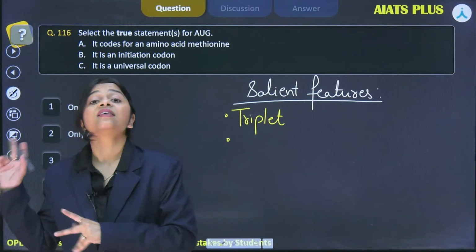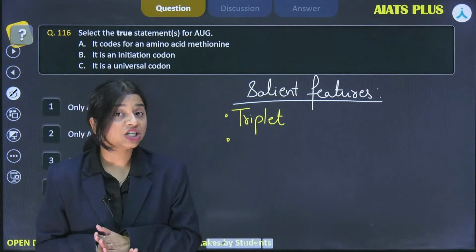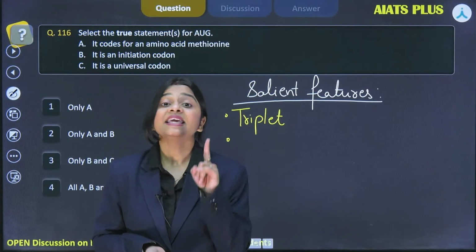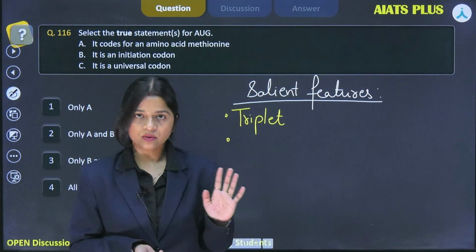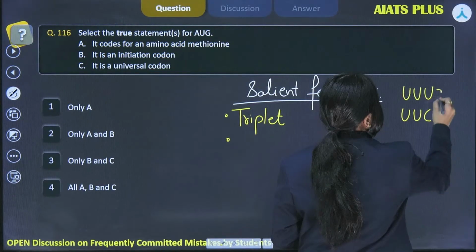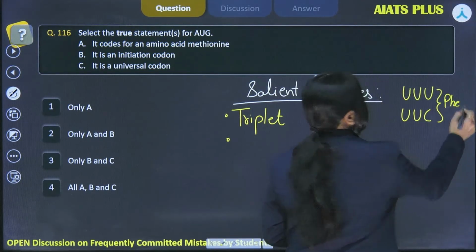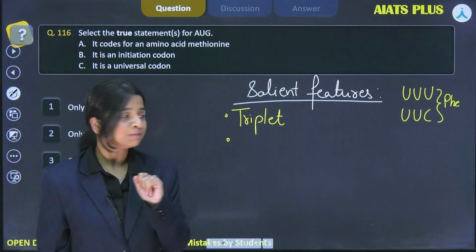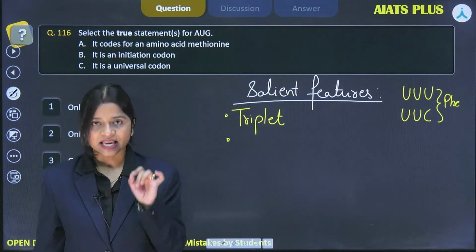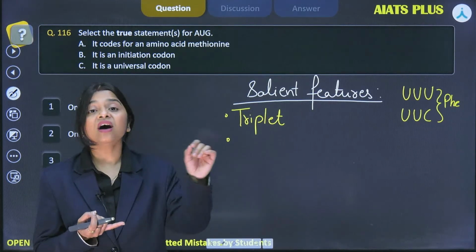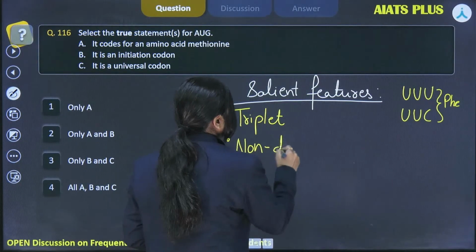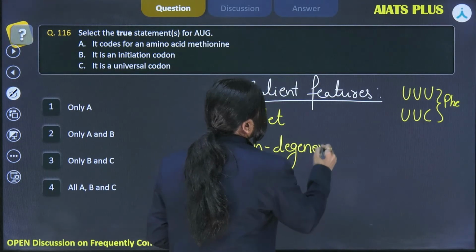Generally, the genetic code is degenerate. What do we understand by the degeneracy of the genetic code? Degeneracy means one particular amino acid can be coded by more than one codon. If we take the example of UUU or UUC, both of them are coding for phenylalanine. That means one amino acid, multiple codons. This is the degeneracy. But this particular codon, AUG, is an exception to the degeneracy because it is non-degenerate.